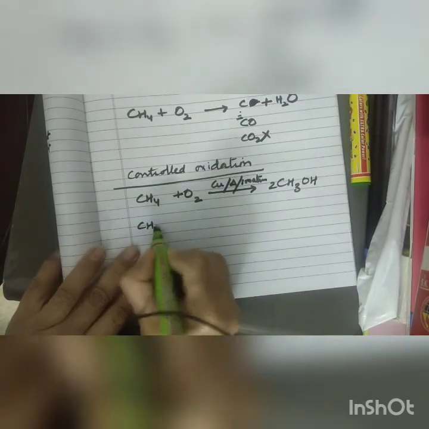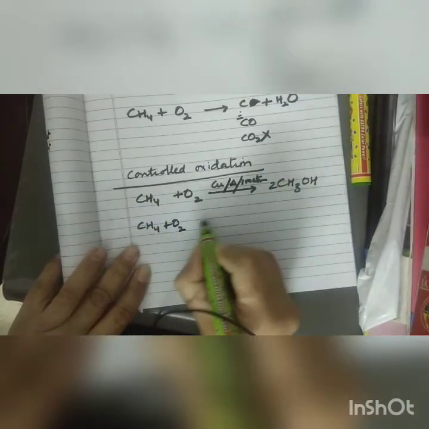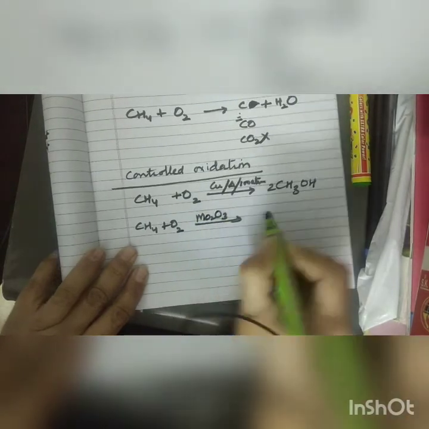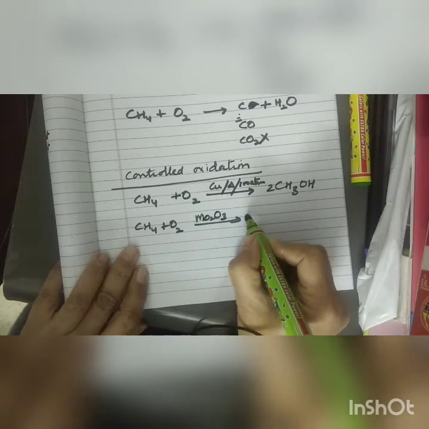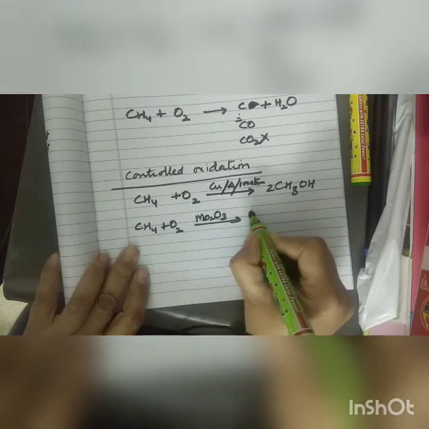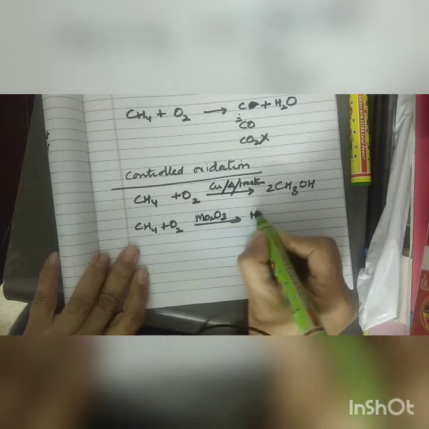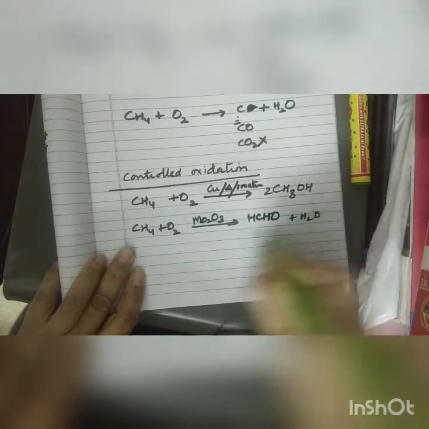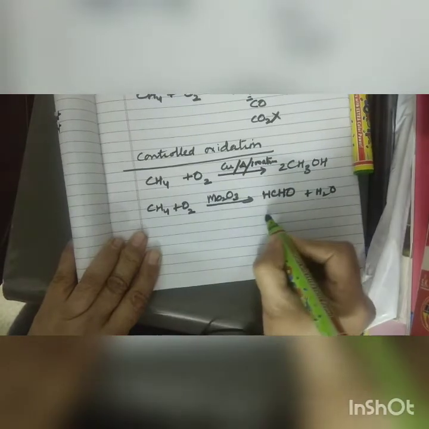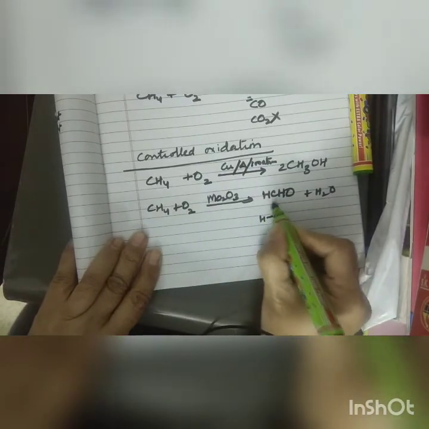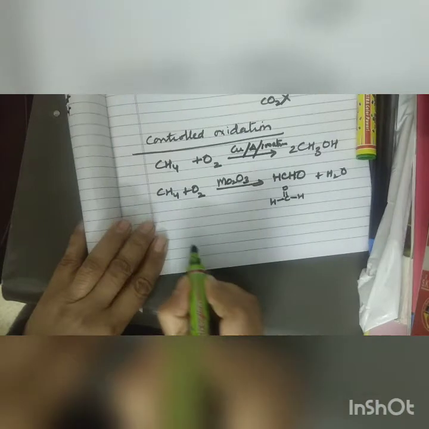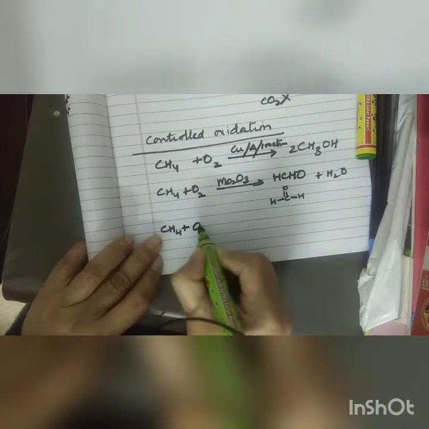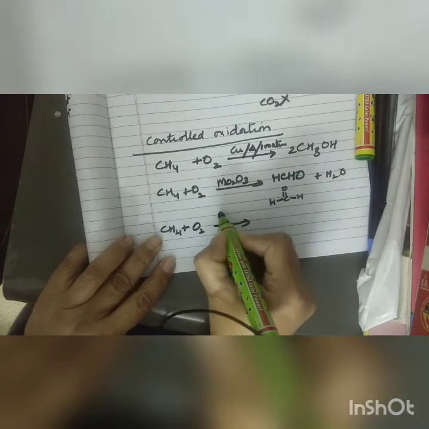If this same methane is reacting with oxygen in presence of molybdenum oxide, Mo2O3 is molybdenum oxide. Now the reagent has been changed. So I will get formaldehyde and H2O. This is formaldehyde. What is its structure? HC double bond O, H.